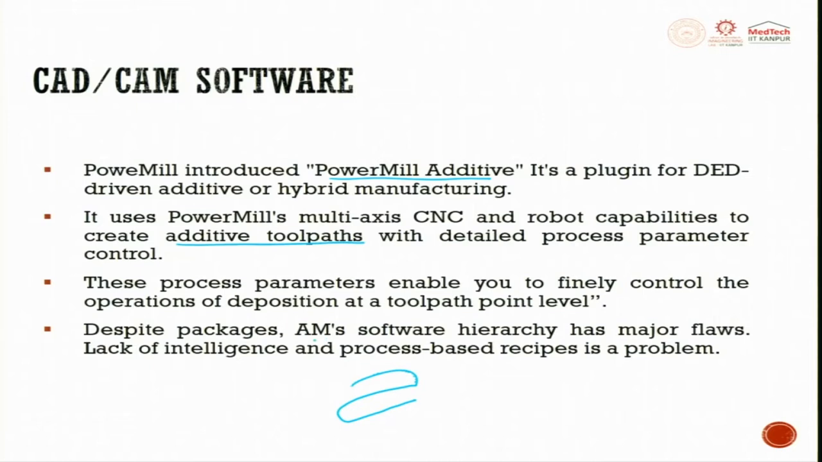Despite packages, additive manufacturing software hierarchies have major flaws. Lack of intelligence and process based recipe is even now a problem. This is something which you should know. Please don't think whatever software or simulation you do, it tries to give you ready-made information, still it lacks intelligence. So, today that's what people have started using, machine learning and deep learning in additive manufacturing. Process based recipes: I use titanium powder, if I use aluminium powder, what happens to the process parameters? That's what is called process based recipes, and it is a problem.